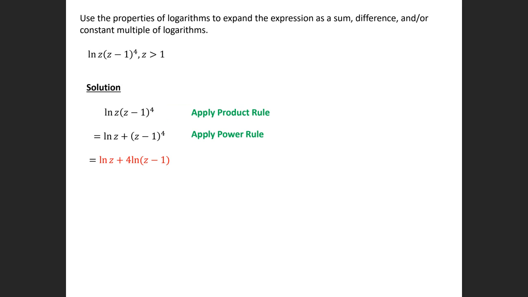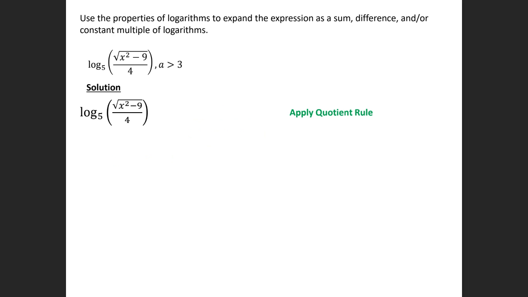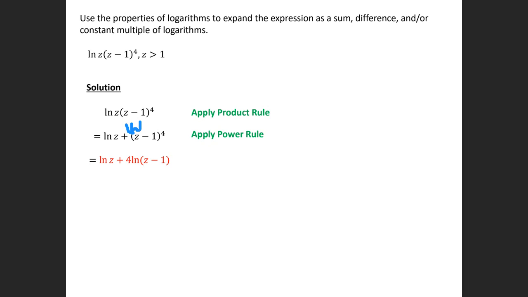Oh, there it is. It's correct. There should have been a natural log here. So the natural log of z plus the natural log of z minus 1, which is right here. Then on this one, I can apply my power rule: I have an exponent of 4, so I'm going to multiply it to my log. So it's natural log of z plus 4 natural log of z minus 1.